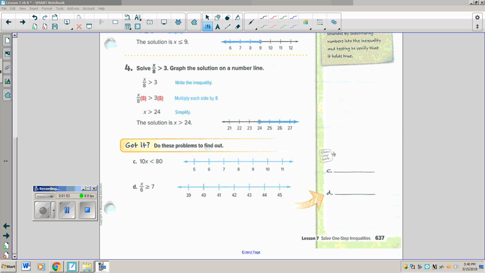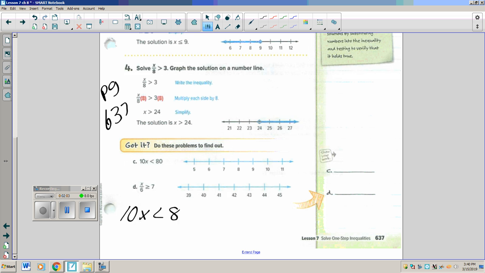Bottom of page 637. Okay, 10x is less than 80. 10x is multiplication. To undo multiplication, I divide. If I divide the left by 10, I divide the right by 10. 10 divided by 10 is 1. Cross it out. X is less than 8.